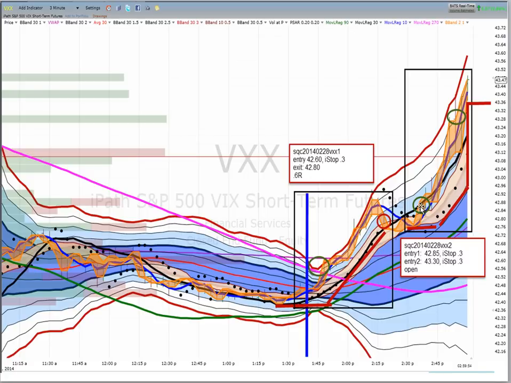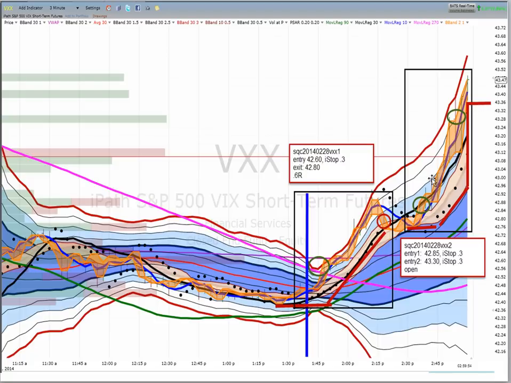We get the first entry at 42.85. It runs immediately north at 43.30. We've got just about 2R in hand plus momentum. So we go ahead and buy that at 43.30, the second position. We move our stop up within about 3 to 5 minutes and lock in a win at 43.36.